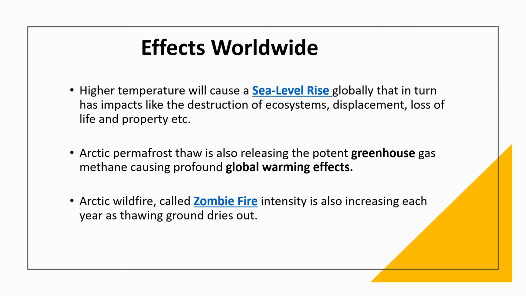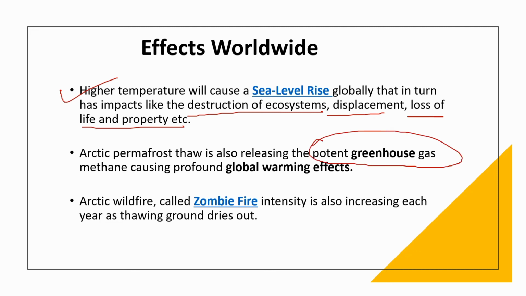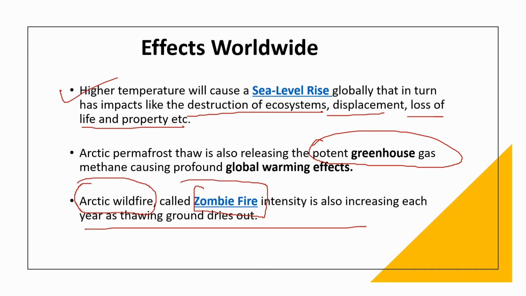So what are the other effects that can be caused? A higher effect will cause an increase in sea level. This will in turn cause destruction of the ecosystem, displacement, and loss of life and property. Arctic permafrost is also releasing potent greenhouse gases, so it will again cause a global warming effect. Even in this ice sheet, there are incidents of increasing fire also. This is known as zombie fire, which is also increasing year by year. So this is also an event that is happening in the Arctic region.